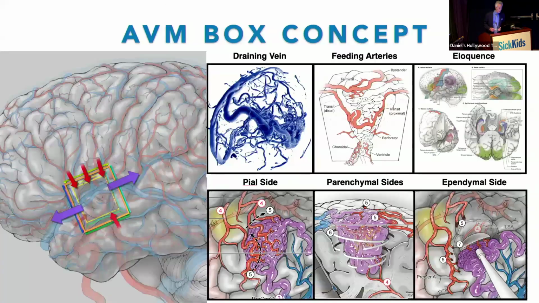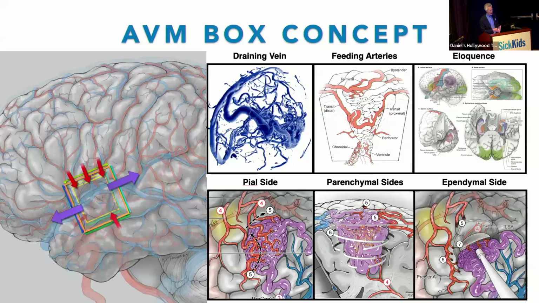For the 7 AVMs book, we introduced what I call the box concept. And what that meant was to take something complicated like a brain AVM, simplify it to a 6-sided cube or box, and paste on these various anatomic features like the draining veins, the feeding arteries, and the anatomical eloquence.